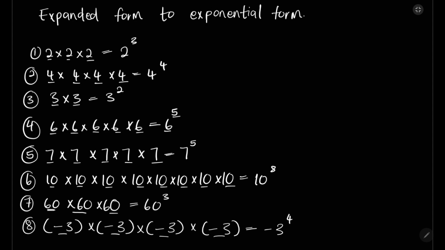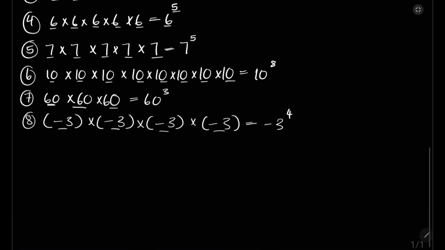That is your exponent. So what if we had, let's say, for the ninth example, negative 2 times negative 2. You write down this negative 2, right? We then count how many numbers we have. We have 1, 2. Therefore, we have negative 2 to the power 2.